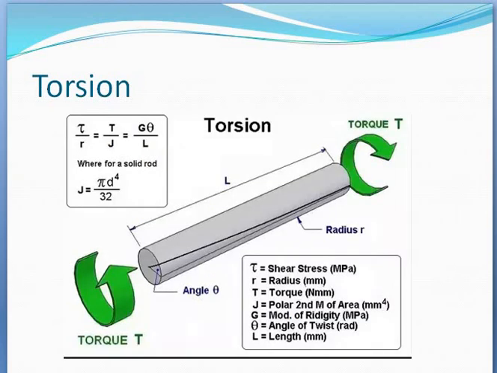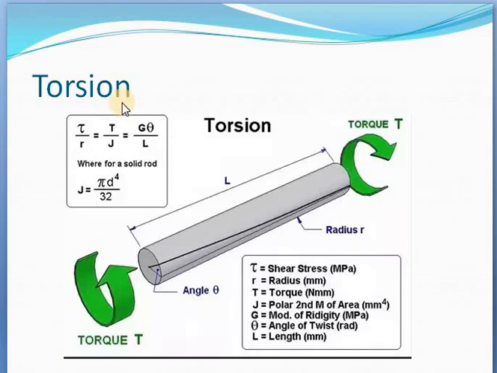Next we have the torsion. The twisting of a body by external forces tending to turn one end of the part about a longitudinal axis while the other end is held rigidly, or is turned in the opposite direction, is known as torsion. The stresses produced in a member twisted by a couple is a pure shear, but its intensity on any fiber depends on the distance of the fiber from the central line of the twisted member.